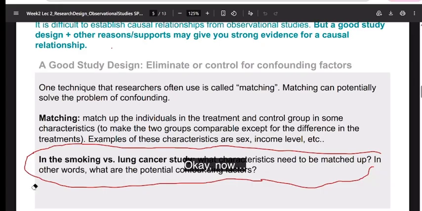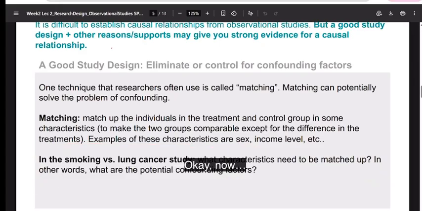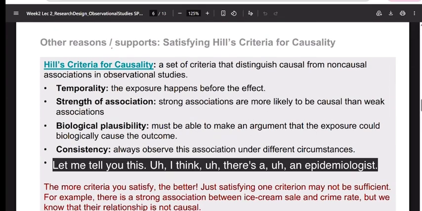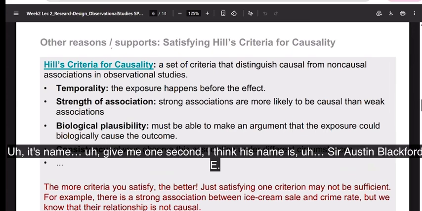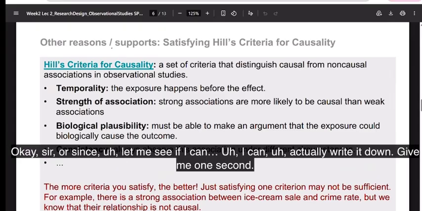Now, let me tell you this. I think there's an epidemiologist. His name, give me 1 second. I think his name is Sir Austin Bradford Hill. Let me see if I can write it down. Give me 1 second.